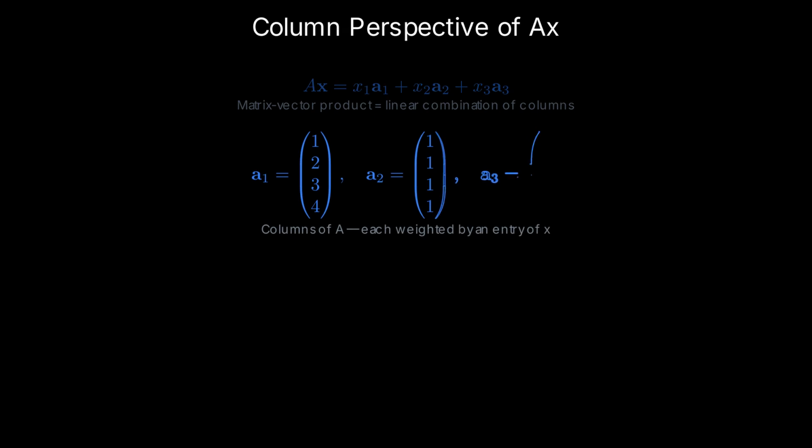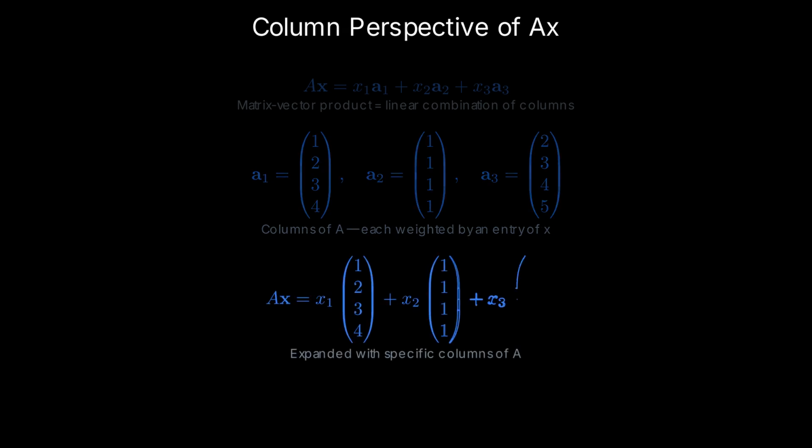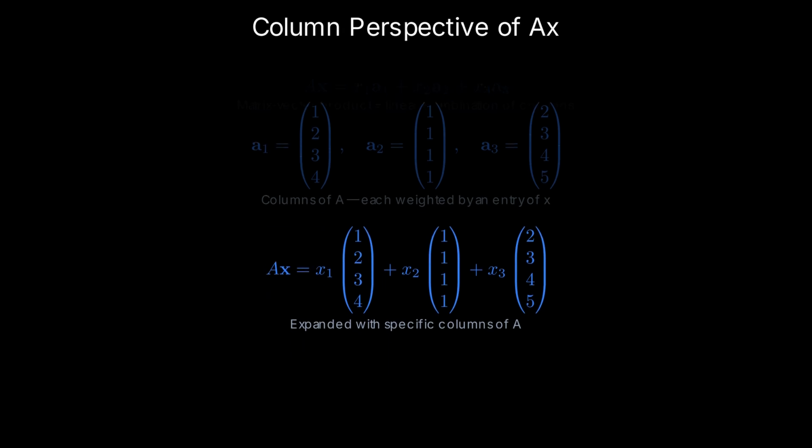Let's make this precise. When you multiply a matrix A times a vector x, you compute x1 times column 1 plus x2 times column 2 plus x3 times column 3. Matrix-vector multiplication is a linear combination, a weighted sum, of the columns of A. The entries of x serve as the weights. Let me write it out for our specific matrix. Ax equals x1 times the vector (1, 2, 3, 4), plus x2 times the vector (1, 1, 1, 1), plus x3 times the vector (2, 3, 4, 5).